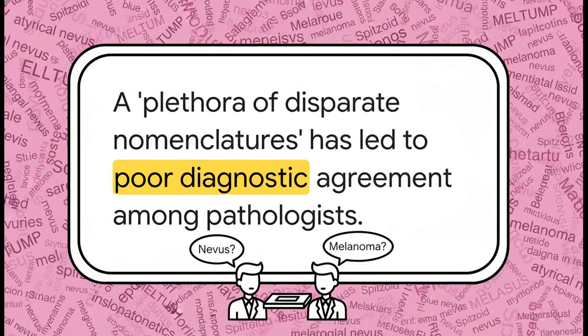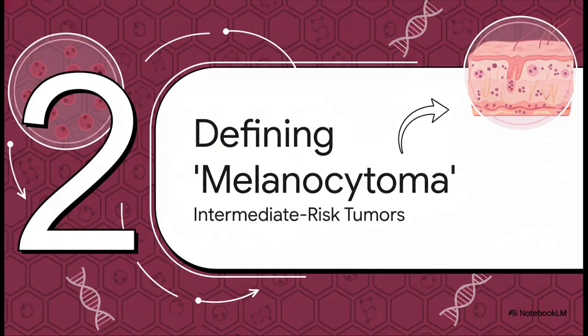This slide really gets to the heart of the issue. For years, there's been this whole mess of different terms used for tumors that fall into that gray area between benign and malignant, and what that's led to is a lot of confusion, even among expert pathologists, which, as you can imagine, can directly impact a patient's treatment plan. So to start cleaning up this confusion, the World Health Organization and other experts have brought in a new category. Let's really dig into this term, melanocytoma, and see exactly how it fits into this big diagnostic puzzle.